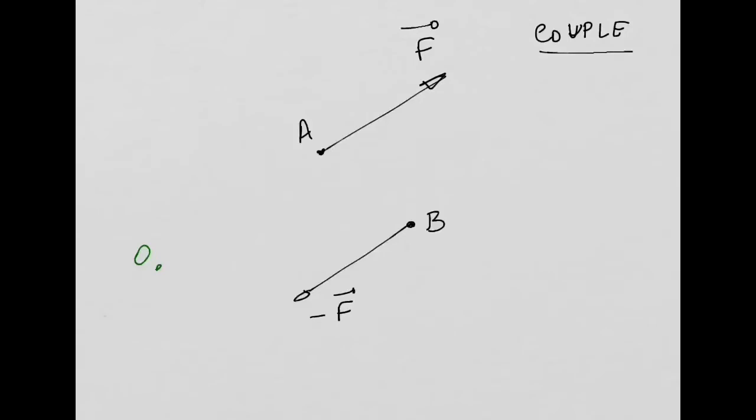Okay? And in order to do that, I need, of course, to define my position vectors, right? I need to define this position vector connecting point O to point A. I will call it ROA. And I need to define this position vector connecting point O with point B. I will call it ROB.